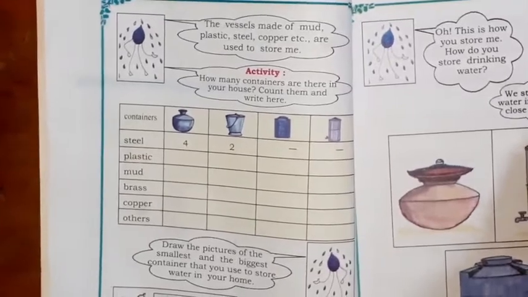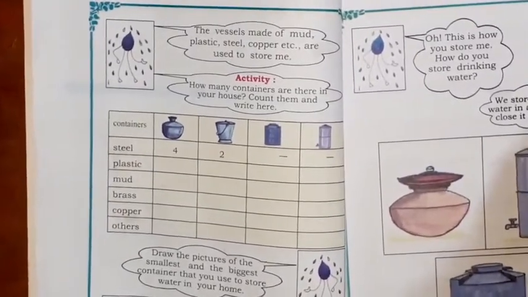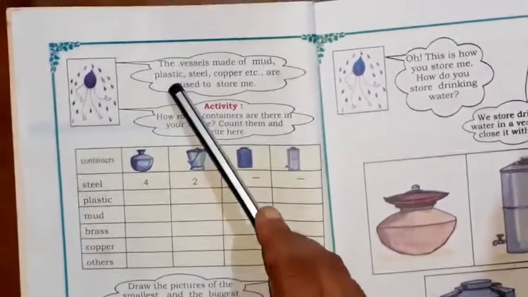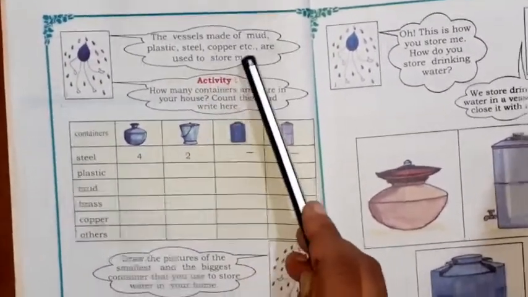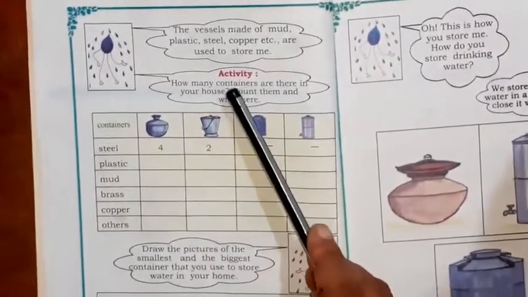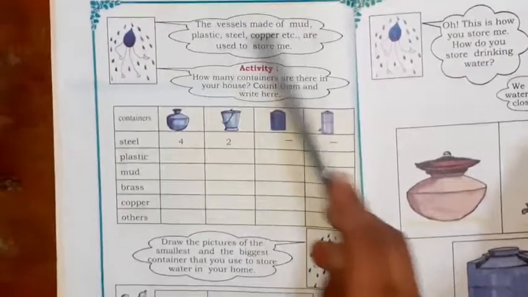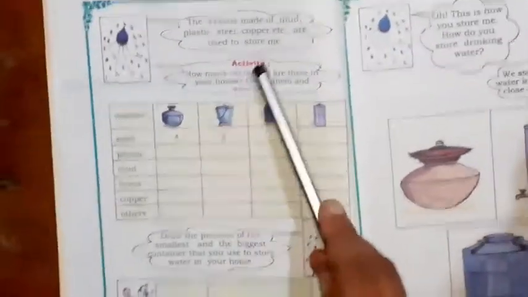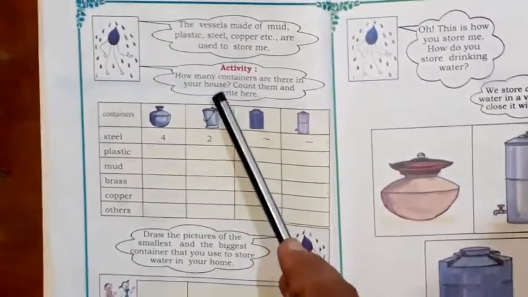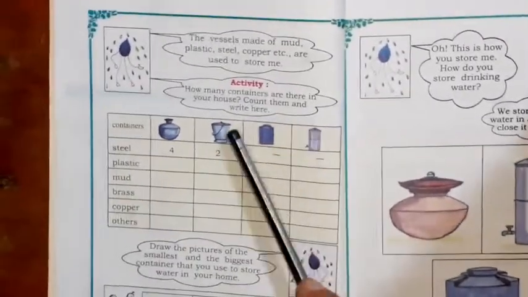Now children, here the vessels made of mud, plastic, steel, copper, etc. are used to store me. Now children, see, the drop is saying this. Now our drop is giving an activity. How many containers are there in your house? Count them and write here.